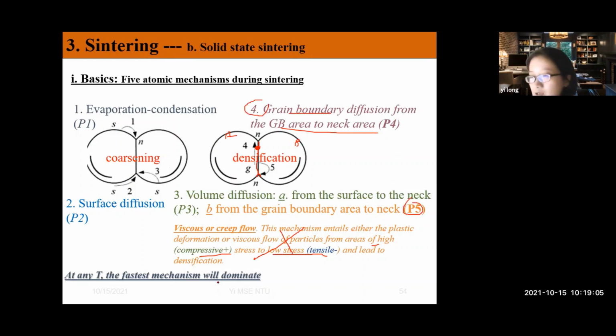Of course, now we have P1, P2, P3, P4, P5. At any time, this is also a very important claim: at any temperature, the fastest mechanism will be dominant. Which means, in sintering, P1, P2, P3, P4, and P5 are all going to happen. They're actually competing with each other, but which one will win? The fastest mechanism will win. The one that runs faster is going to win. So remember this for now.